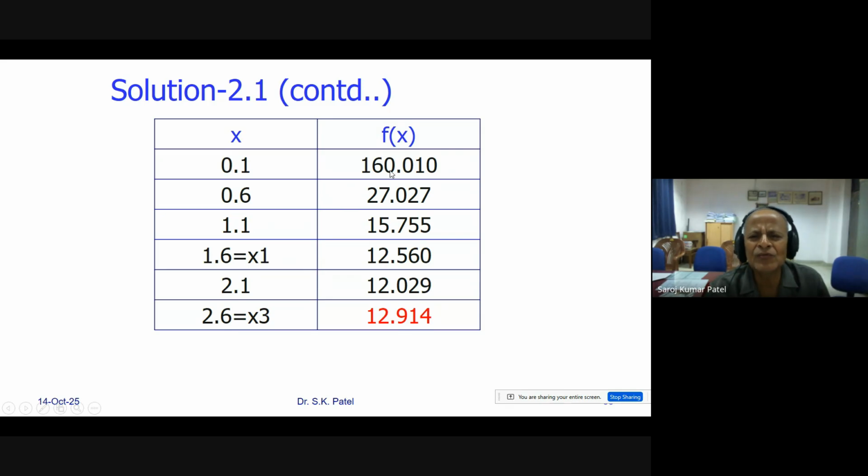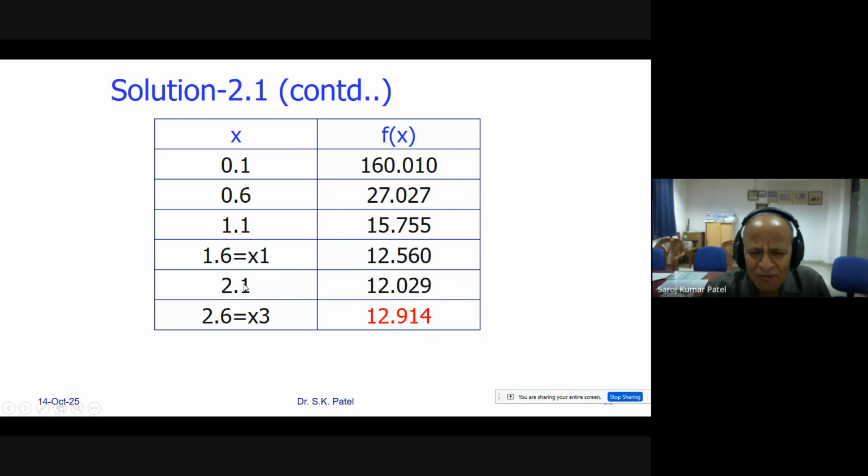Like this, if you continue, let us tabulate now. At 0.1, it is 160.01. At the next point, 0.6, it is 27, less. So let us check at the next point. At 1.1, it is 15, less than the previous values. Then 1.1 plus 0.5, that is 1.6. At 1.6, f of x is 12.5, which is less than 15.7. So continue. 1.6 plus 0.5 is 2.1. At 2.1, the value of f of x is 12.0, less than 12.5, still continue.